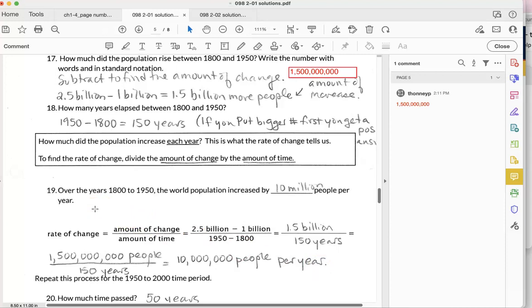It is the same as slope if you've learned that in another algebra class. y2 minus y1 over x2 minus x1. So it's the same thing, I'm just trying to make it make more sense. So over the years 1800 to 1950, the world population increased by 10 million people every year.